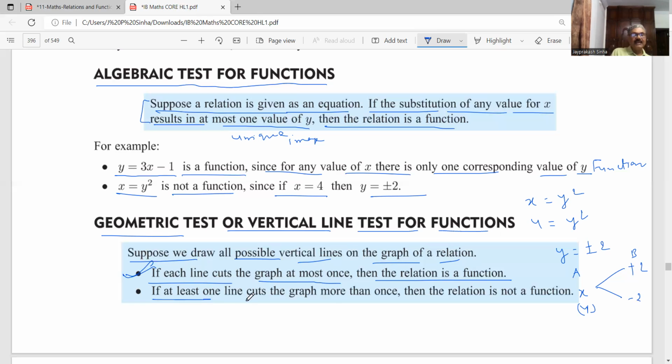But if at least one line cuts the graph more than once, if only one line cuts the graph more than once, then that relation is not a function. It means that value of x is not having a unique image in set B. Now we'll see it from the example.